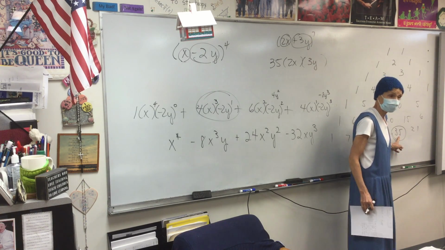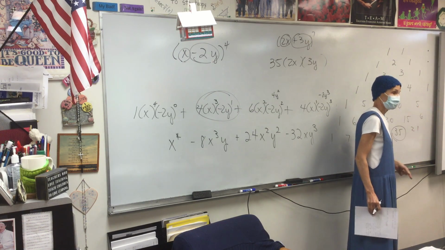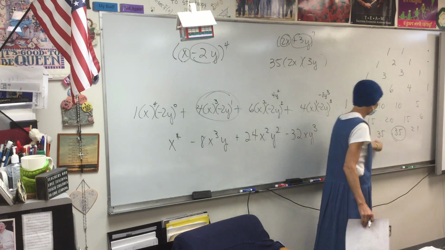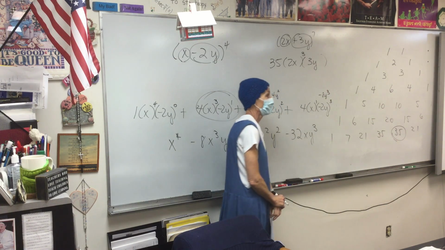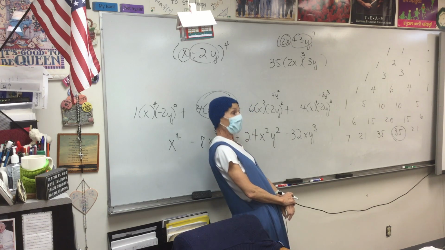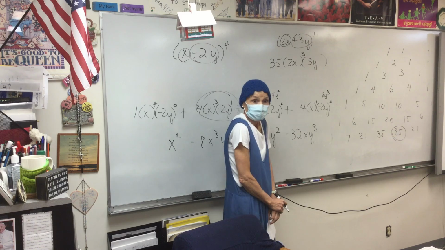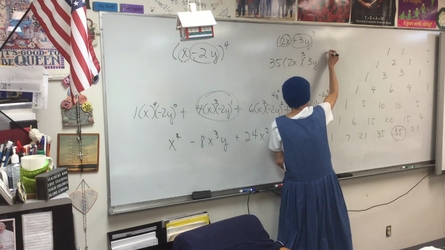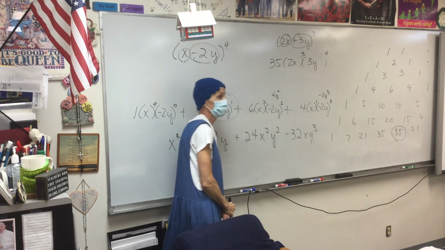Now, there's nothing magic about that. What did I do? Count. So 7, 6, 5, 4, 3. So my x exponent is 3, which means my y exponent has to be what? 4. Because what's the rule? They've got to add up to 7.